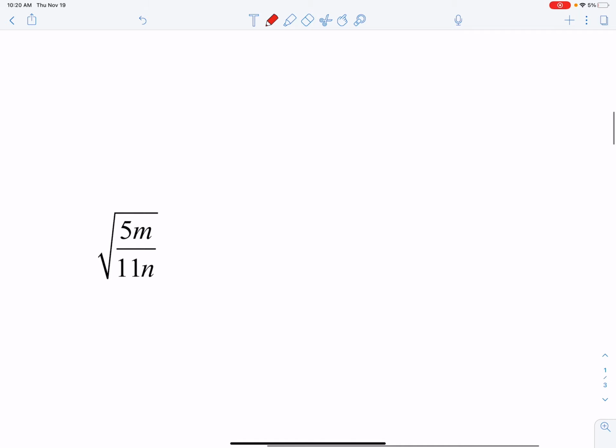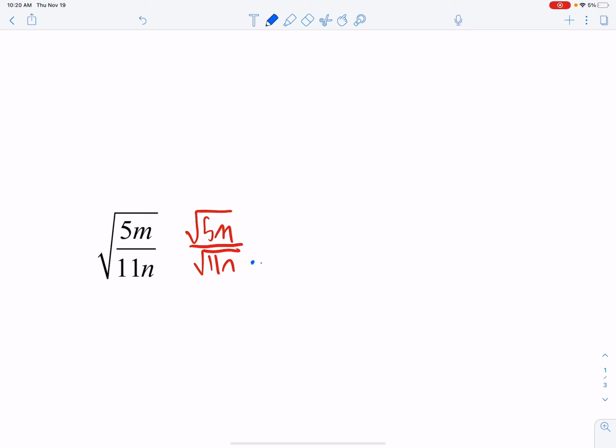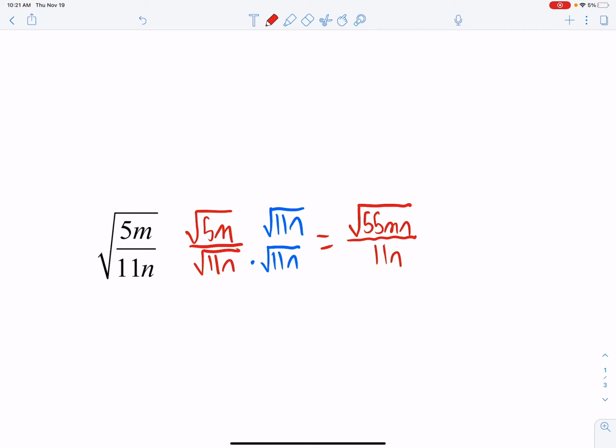One more example, same kind of thing. Here, the root we want to get rid of is on the bottom of the fraction. And that's what we multiply by. So on this one, we need to multiply the top and bottom parts by the square root of 11n. On the top, we have the square root of 55mn. On the bottom part, the square root of 11n times the square root of 11n is 11n. These are all using that shortcut that when you multiply a square root by itself, you end up with whatever was under the root.